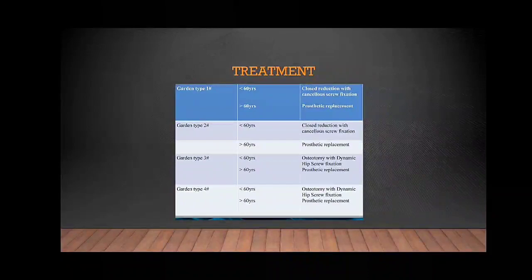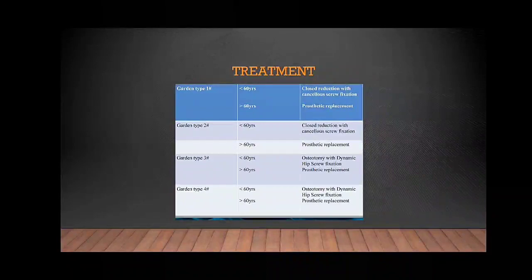More than 60, again hip replacement. Type 3 is a displaced fracture. If less than 60 years, we have to change the angle to a more accommodative angle. So we have to do osteotomy with dynamic hip screw fixation, or we may use a recent implant, which is the trochanteric femoral nail. If more than 60 years, then the option remains joint replacement.